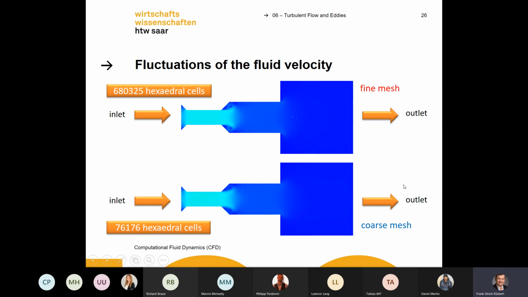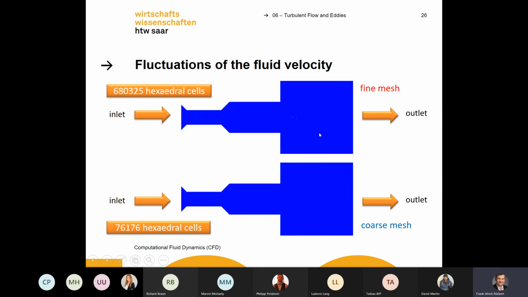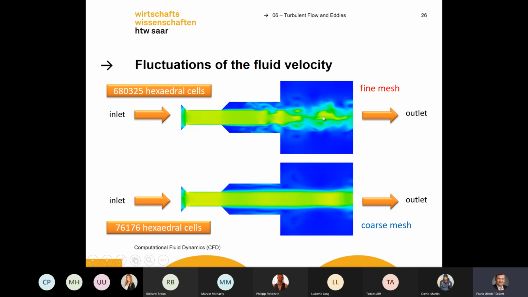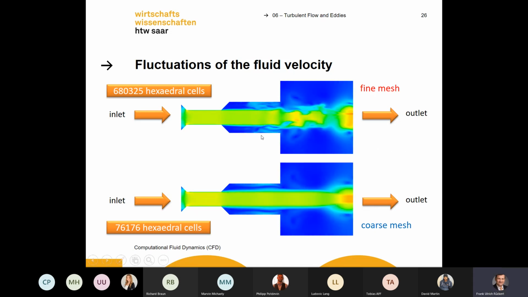If you use a coarse mesh, the fluctuations look quite different. The problem was that we had damage here at the walls, and this damage only occurs because of the fluctuations inside the fluid flow. So the turbulence can pretty much influence the design, and we changed the geometry a bit to get fewer fluctuations.